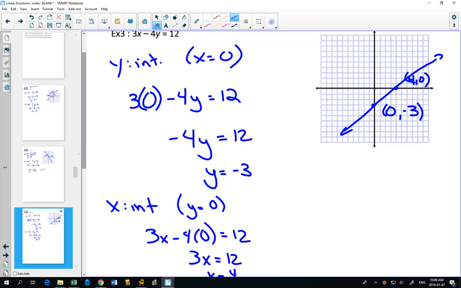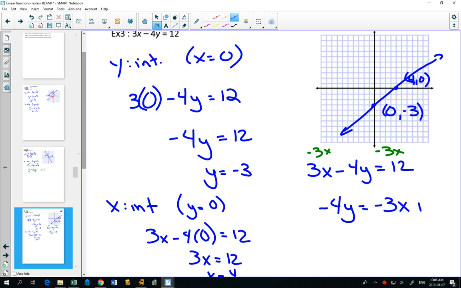Just for practice, how would we get this to y equals mx plus b? Subtract 3x from both sides because we want to get y by itself. Can I put 3x and 12 together? No. They're not like terms. They would still stay separate like that.